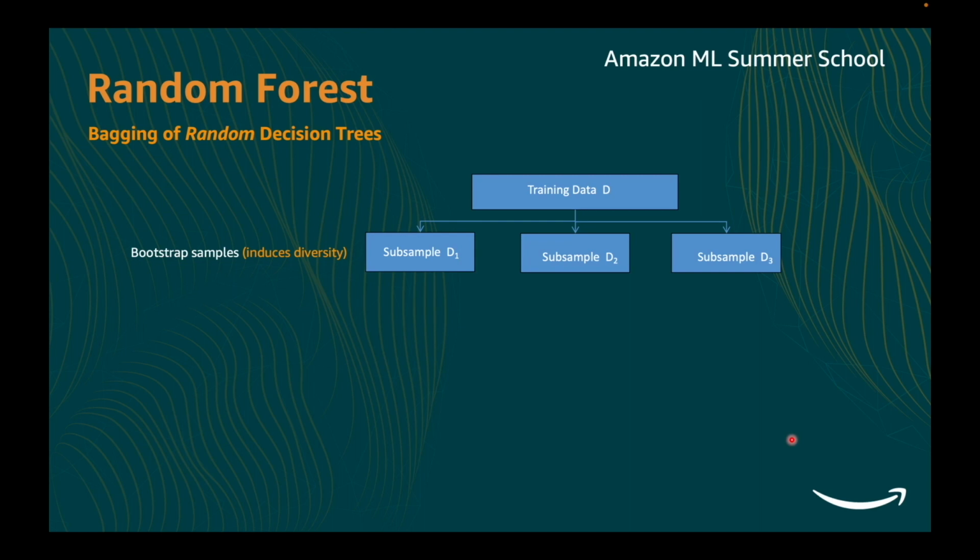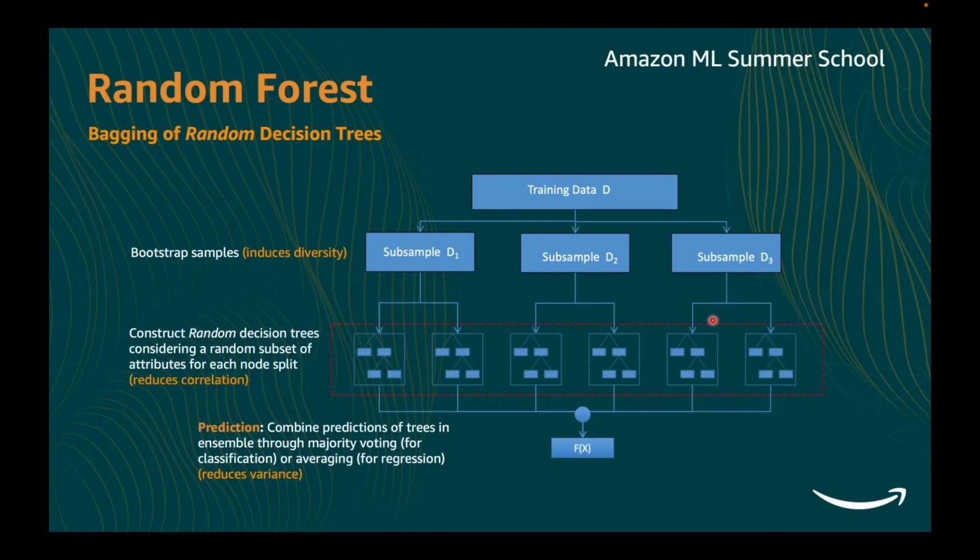You pick each of the data points at random and you create a new dataset with the same size as the original. And you do this, over here you can see it's been done 3 times, right? So you create B bootstrap samples, and the idea of this is that it increases diversity. Then on each of them you train a random decision tree.